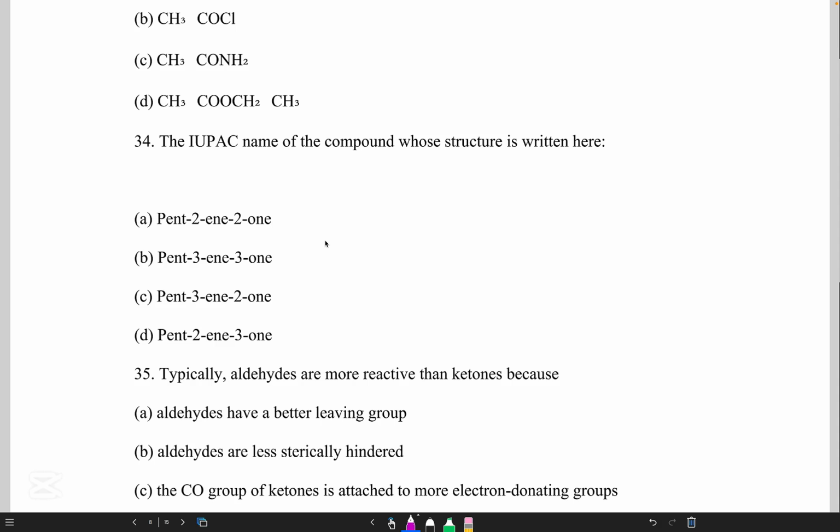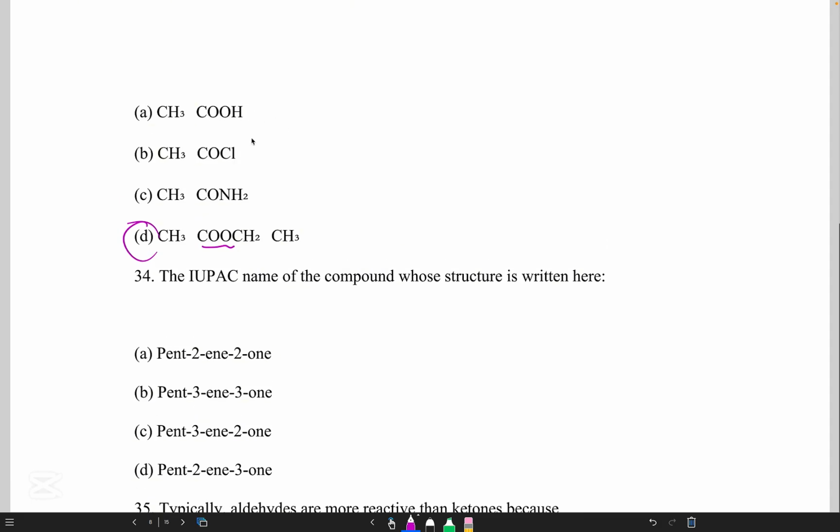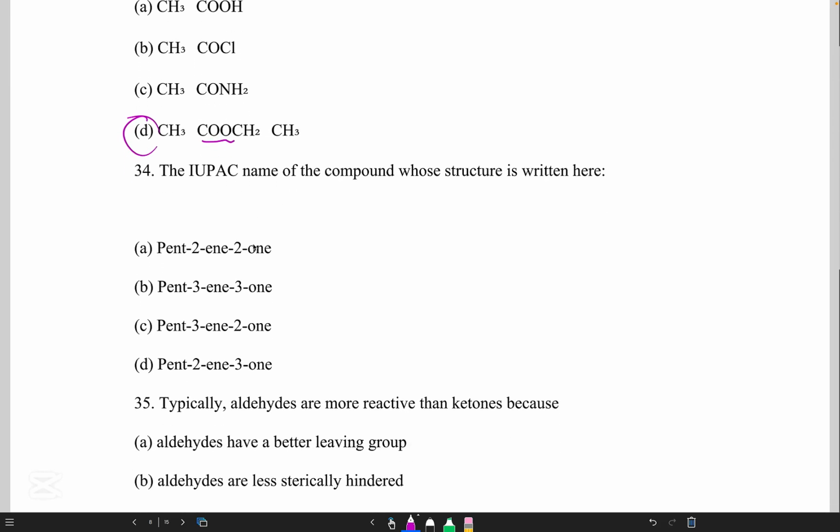So, which of the options you have there is actually an ester? Of course, you agree with me that option D is an ester. All right, this is an ester. It has a COO group. This first one is a carboxylic acid. This is acid chloride. This is amines. This is what? Ester. Option D. So ester is the one that has a sweet smell.